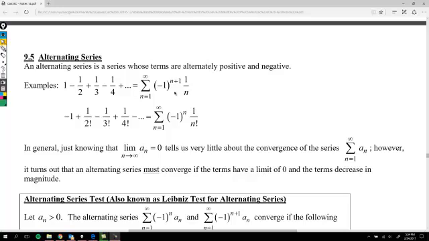Hello everyone, we're talking about alternating series today. Alternating series is any series where you alternate signs. So you start positive, then negative, positive, negative, or vice versa. You start negative, go positive, negative, positive.